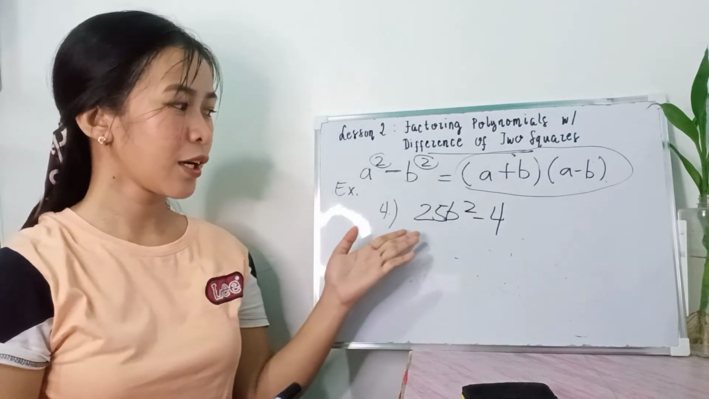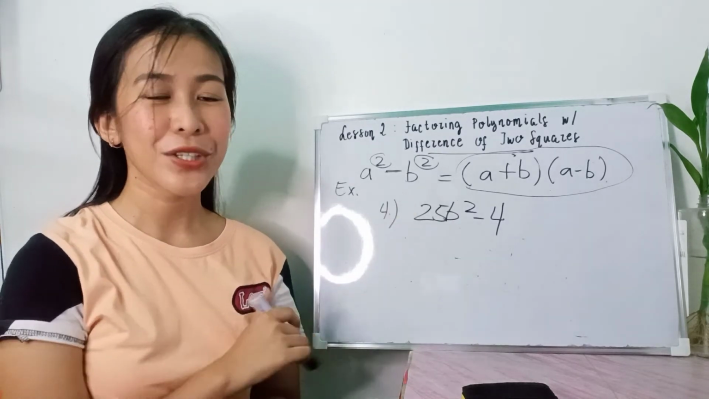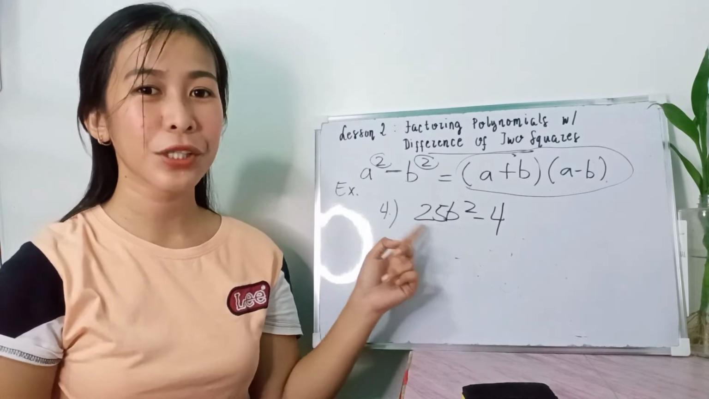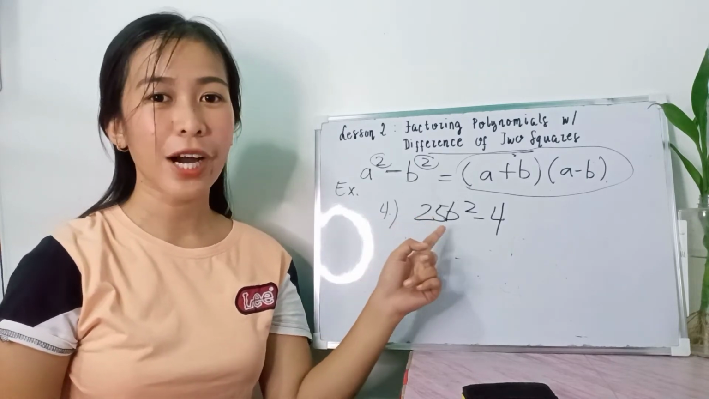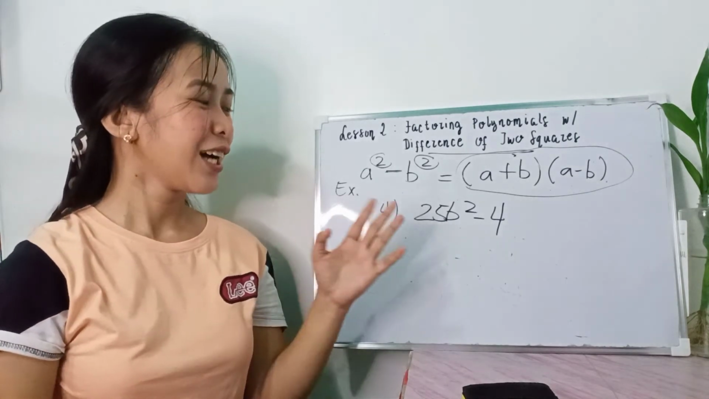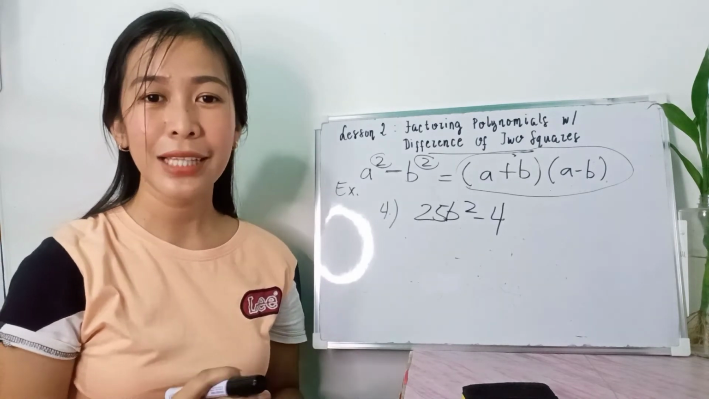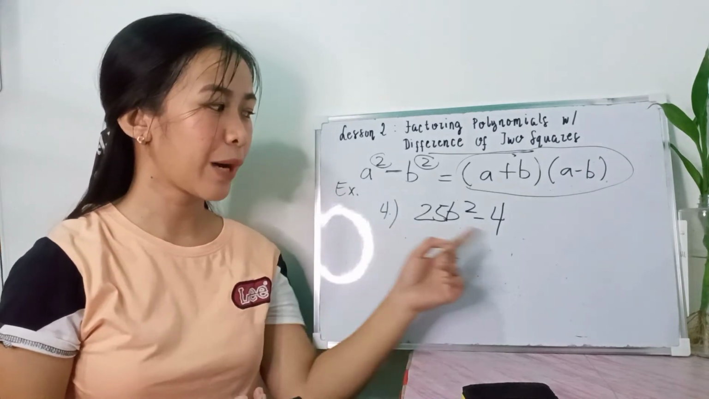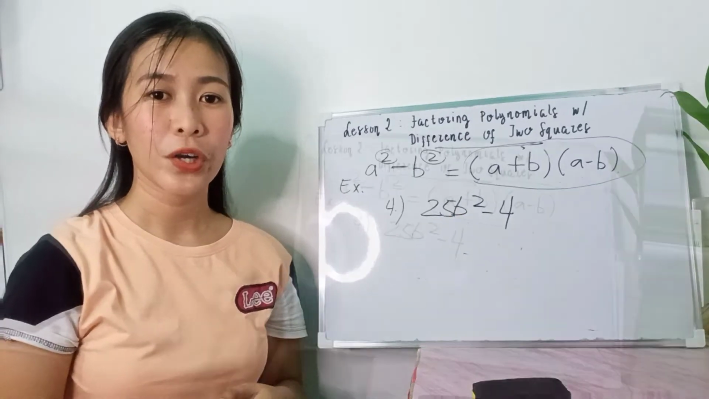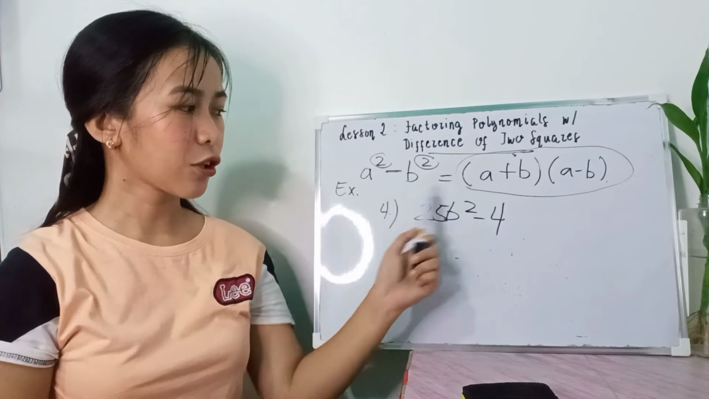So we have here 25b squared minus 4. Okay, so wag kayo malito dito, no? Dinagdagan lang naman natin ng numerical coefficient itong ating variable, okay? Kasi nalulungkot naman siya mag-isa. Char. So we have here 25b squared minus 4. Again, i-check nyo muna kung perfect square ba. Yes, they were all perfect squares. Si 25, si b, tsaka si 4. And then right after that, kunin lang natin yung square root nitong mga to.